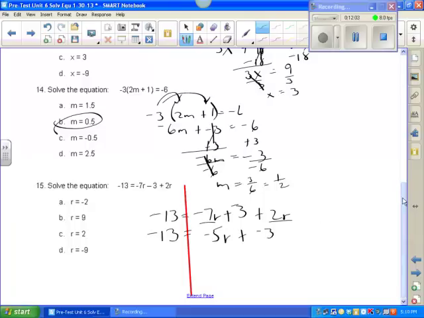Okay, I don't have variables on both sides, so we're left with a two-step equation. So here's my number term. So the opposite of negative 3 is positive 3. Okay, negative 13 and positive 3 would be negative 10. Okay, and then opposite of the operation, so I'm going to divide by negative 5. So r equals negative divided by negative is positive, and 10 divided by 5 is 2.